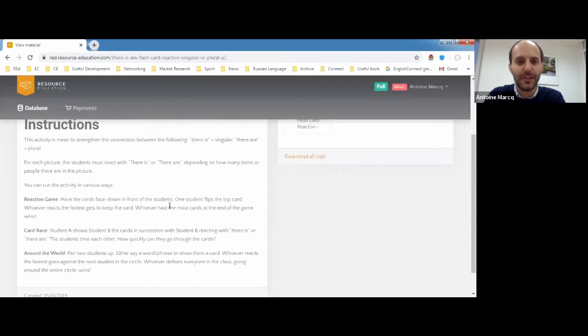You can use this in different ways. You can use this as a card race. It's like student A shows one card after the other and student B always responds. This is an individual approach. When your students are ready to challenge each other, you can actually do a reaction game and around the world game. This is where students are going to challenge each other. Who says it the fastest gets the card and gets a point.